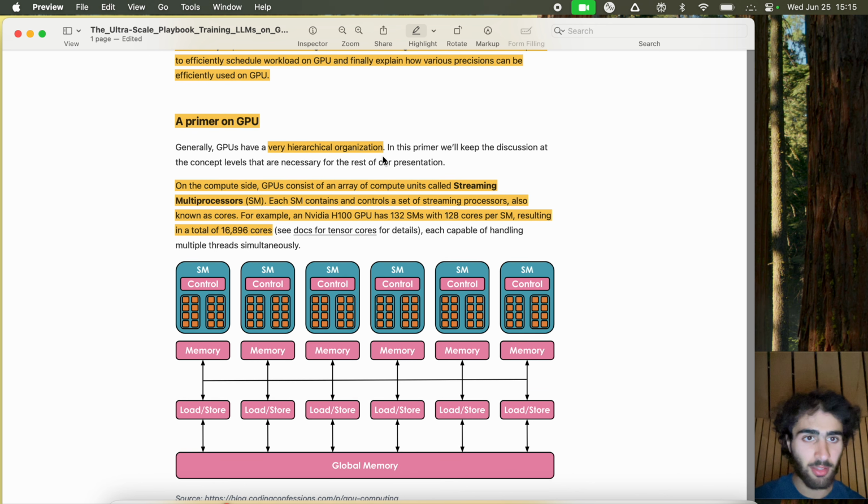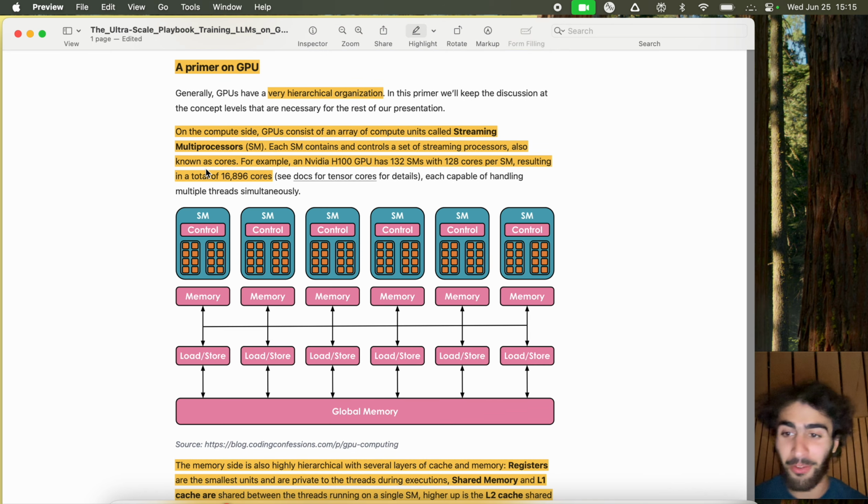So GPUs are a very hierarchical compute device, and when we talk about compute, it consists of an array of compute units called SMs, or streaming multiprocessors, with each streaming multiprocessor containing and controlling a set of streaming processors, also known as cores. That's why we have a multiprocessor, because it has multiple processors, aka cores. For example, an NVIDIA H100 GPU has 132 streaming multiprocessors, and per SM, 128 cores, resulting in 16,896 cores, with each core capable of handling multiple threads simultaneously.